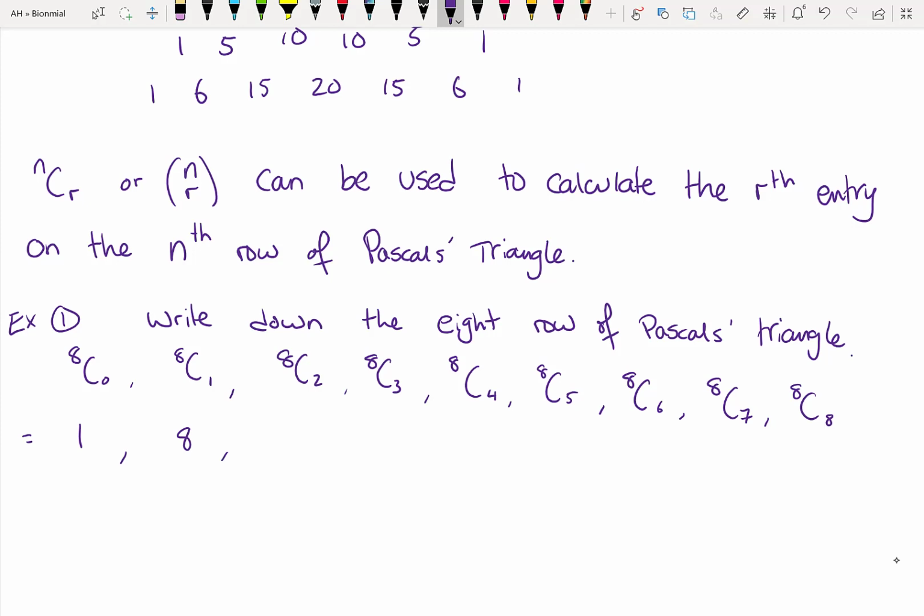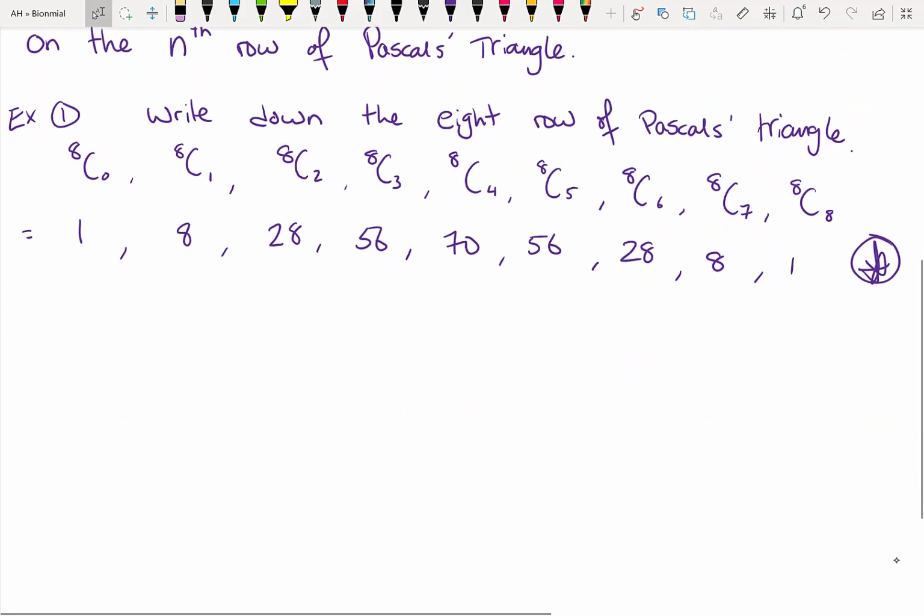And so we actually find that if we were to work them out, or use our calculator to help us get them, we have 1, 8, 28, 56, 70, 56, 28, 8, and 1. And if we extend the triangle from above, our next 2 rows, we should find that the row we end up with matches that line exactly. So, how can we use this to help us?